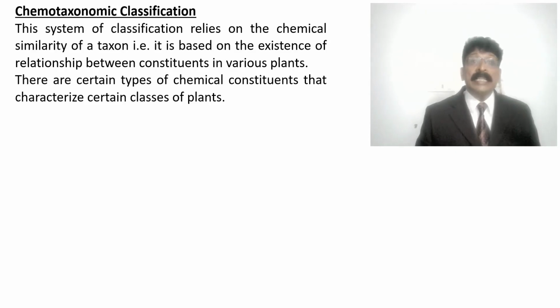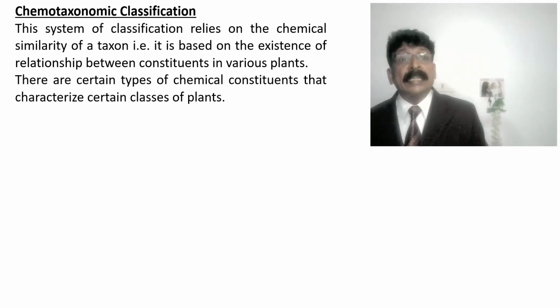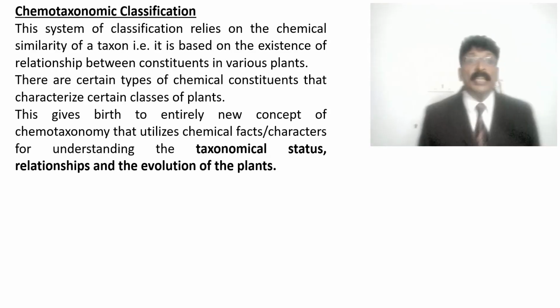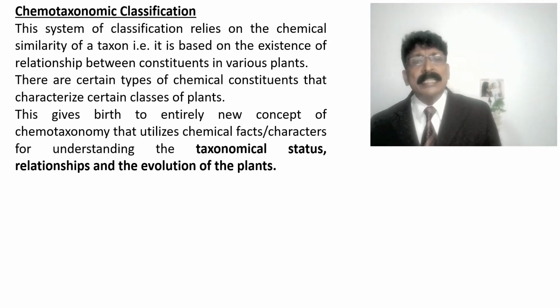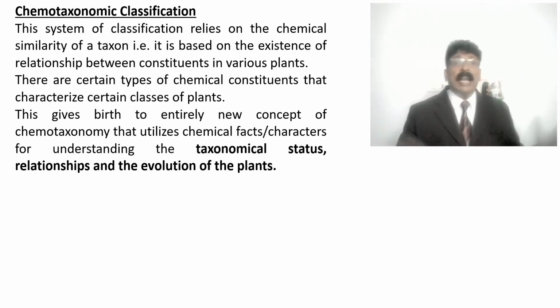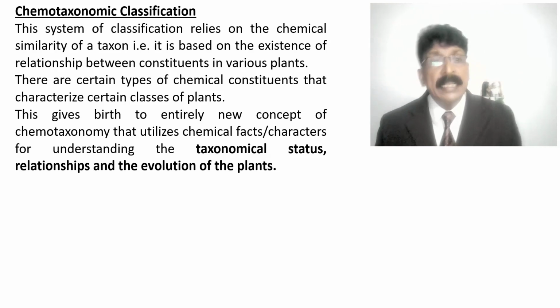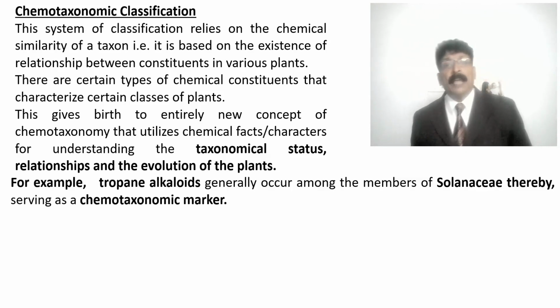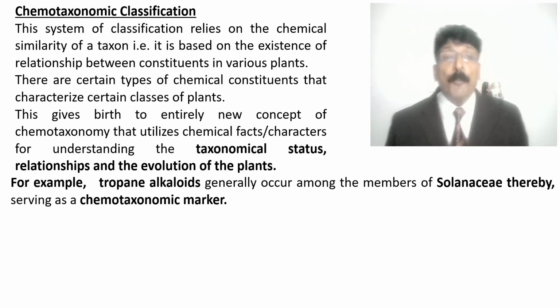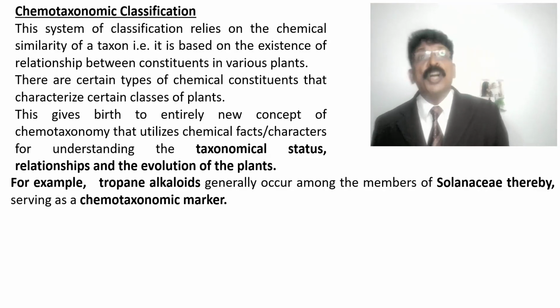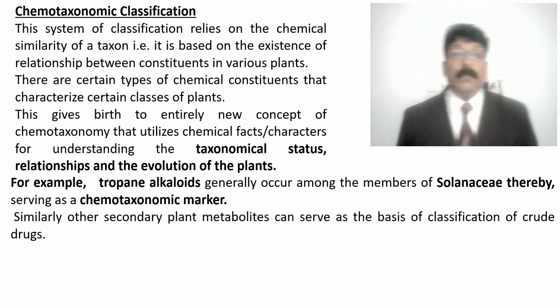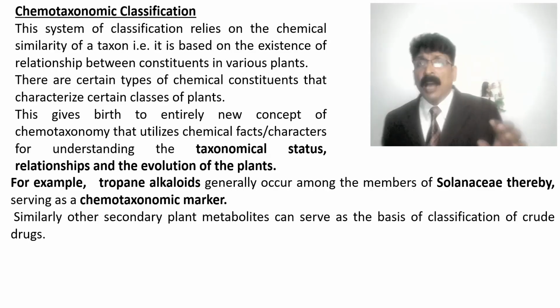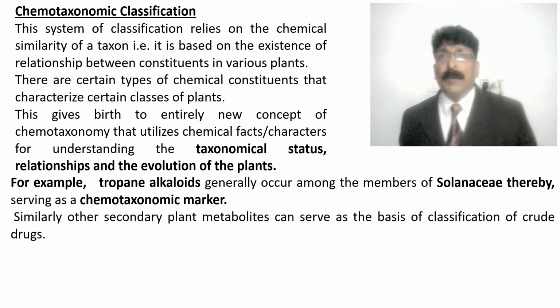There are certain types of chemical constituents that characterize certain classes of plants. This gives birth to an entirely new concept of chemotaxonomy, which utilizes chemical characters for understanding the taxonomical status, relationship, and evolution of the plant. For example, tropane alkaloids generally occur among the members of the Solanaceae family, thereby serving as a chemotaxonomic marker. Markers are something which can be identified and compared as a standard.